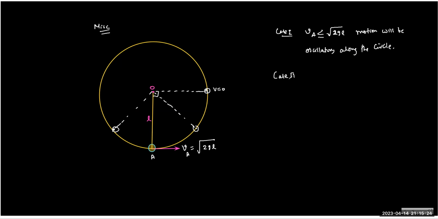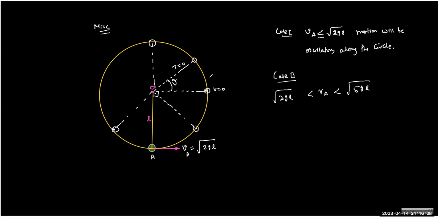Case 2. But what if VA exceeds root 2GL, but it is still less than root 5GL? You know what will happen? Can you guess? It will go up to the first quadrant and then come back, but it will not cross the first. So it will go into the first quadrant for sure, somewhere here. And the tension will become 0 at some random theta, right?